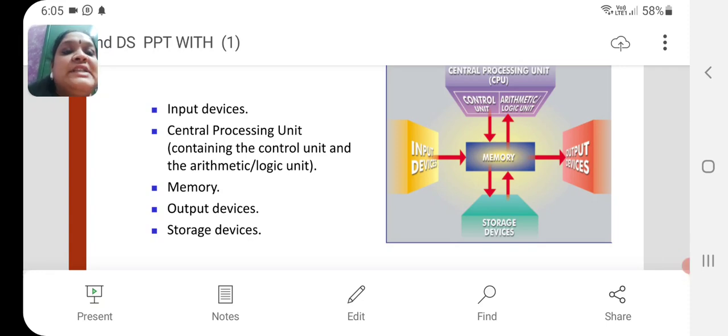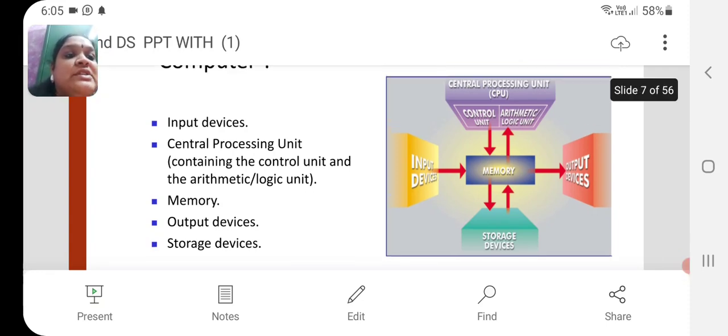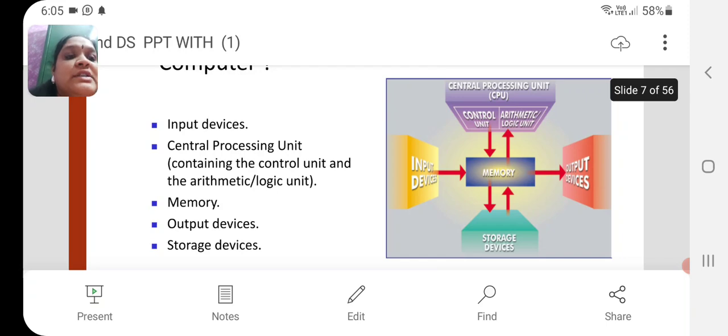So input devices, central processing unit, memory, output devices, and storage devices. How it works is, the input is given with the help of a keyboard and it is sent to the memory. From the memory, the control unit, the CPU, takes the inputs, processes them and returns them back to the memory, and then it moves to the output devices, or it can be stored for future purposes.